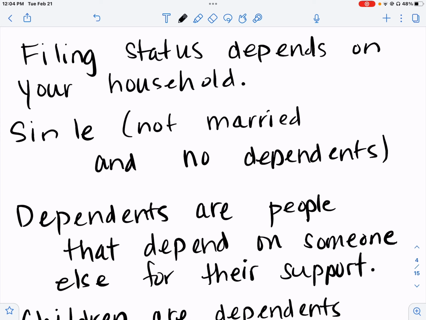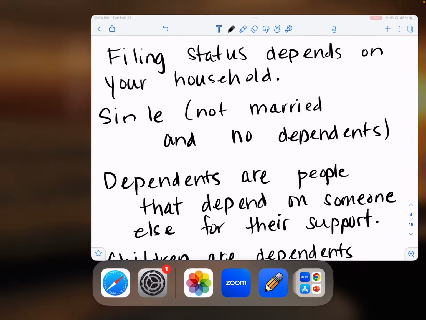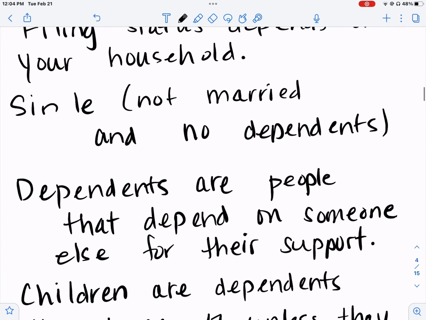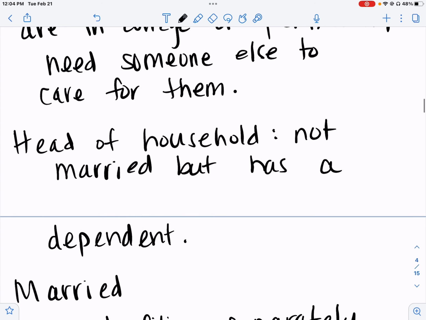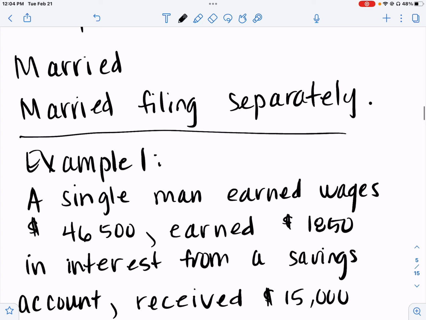Dependents are people that depend on someone else for their support. Children are dependents through the age of 17 generally, unless they're in college, or permanently need someone else to care for them. Head of household means not married, but has a dependent. You can also file married or married filing separately.